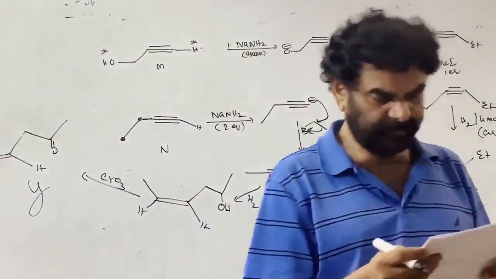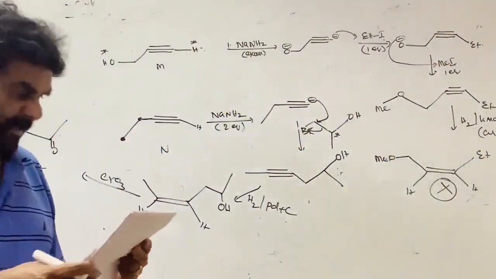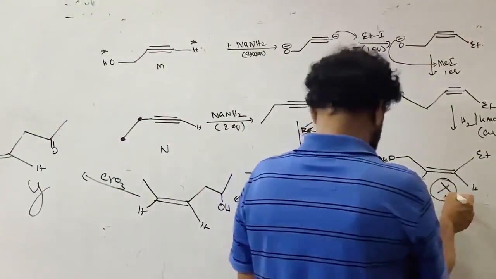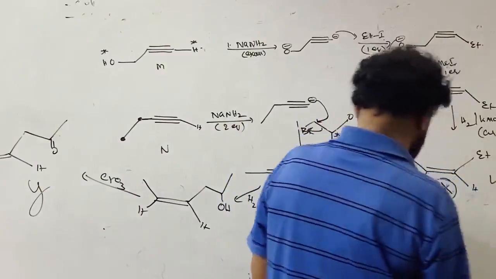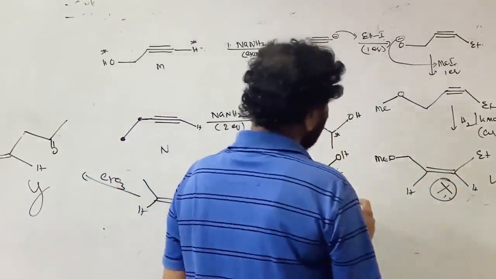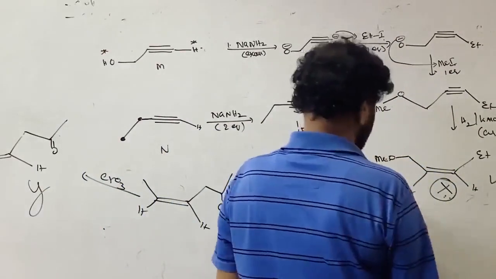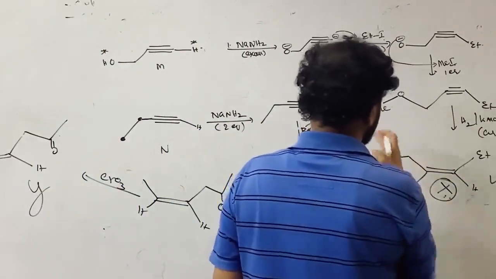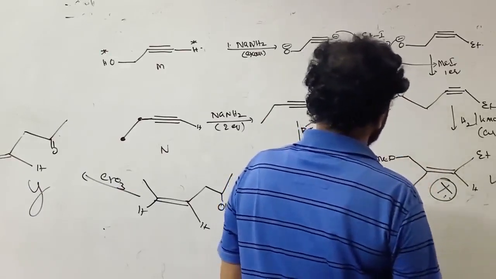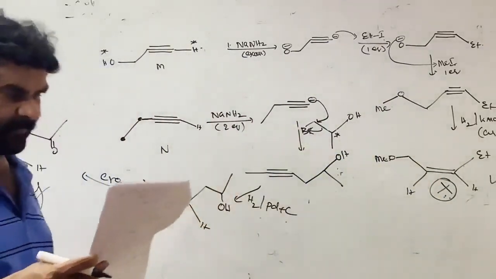Next one is the product of X. This is the X. A is matching with the A. Check up. Matching with the A. You check up. A is correct.